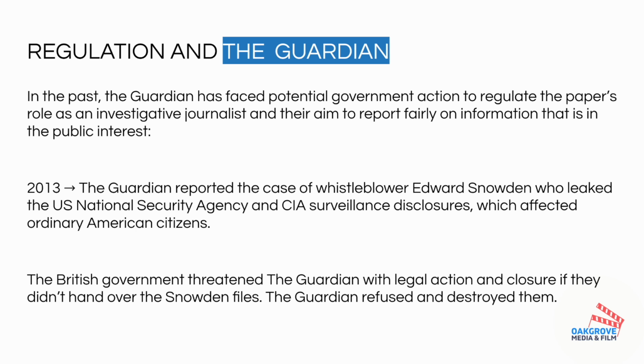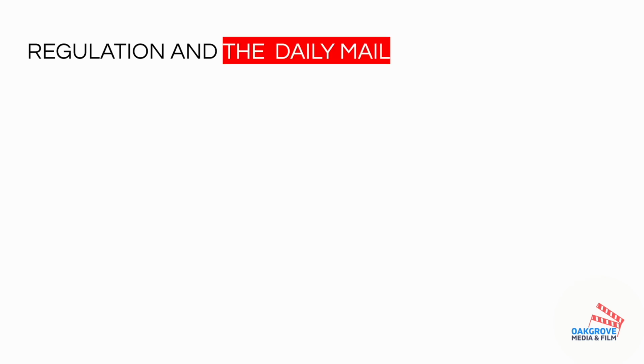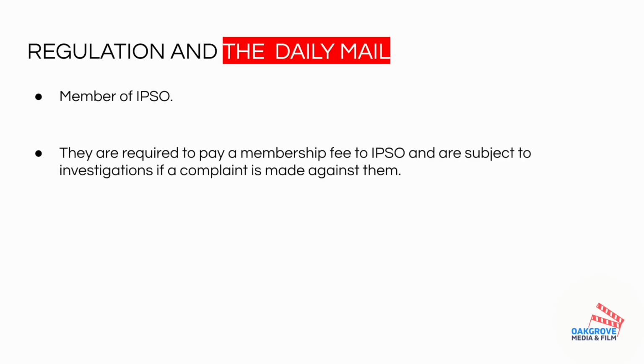So, The Guardian is completely and wholly self-regulated. They regulate themselves. They also conduct annual ethical checks to make sure they are doing what they feel they need to do. It's quite different to the Daily Mail, because as we know, the Daily Mail is a member of IPSO. They are required to pay a membership fee to IPSO and are subject to investigations if a complaint is made against them. As part of its style of reporting, the Daily Mail often sees complaints stemming from its use of hyperbole, sensationalism, and personalisation, which is not too surprising considering that the Daily Mail is a mid-market paper.